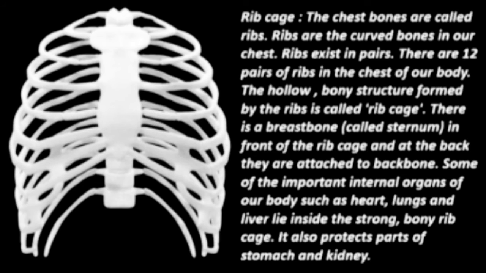This is the rib cage. It is like a पिंजरा. इसमें चेस्ट बोन्स आती है जिसको हम कहते हैं रिब्स. रिब्स कर्व्ड बोन्स होती है जो हमारे चेस्ट के अंदर प्रेजेंट होती है और रिब्स पेयर्स में एग्जिस्ट करते हैं. There are 12 pairs of ribs in our body. These are all खोखली bony structure formed by the ribs called rib cage.